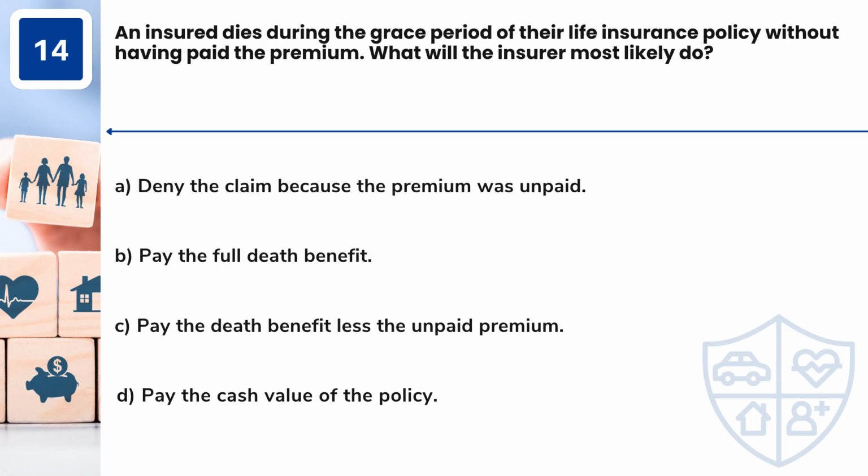Question 14. An insured dies during the grace period of their life insurance policy without having paid the premium. What will the insurer most likely do? A. Deny the claim because the premium was unpaid. B. Pay the full death benefit. C. Pay the death benefit less the unpaid premium. D. Pay the cash value of the policy.